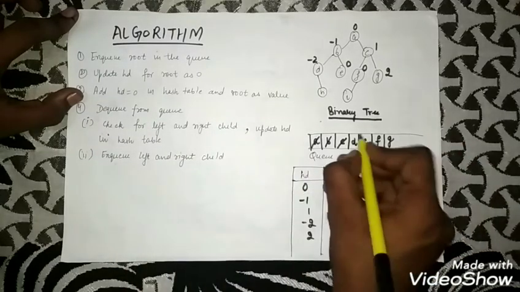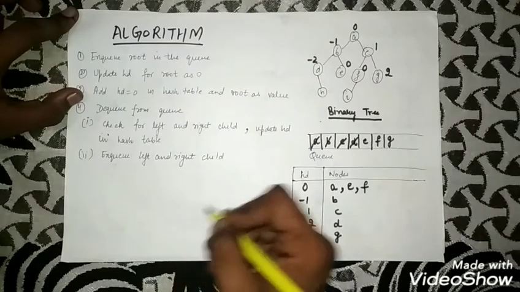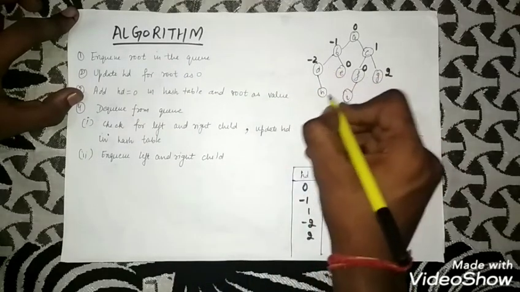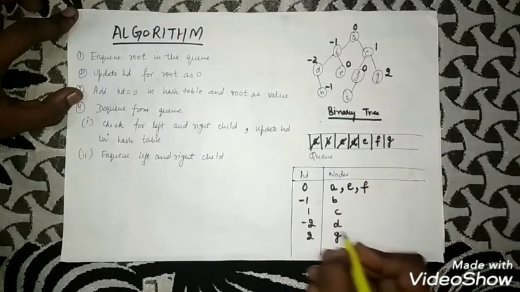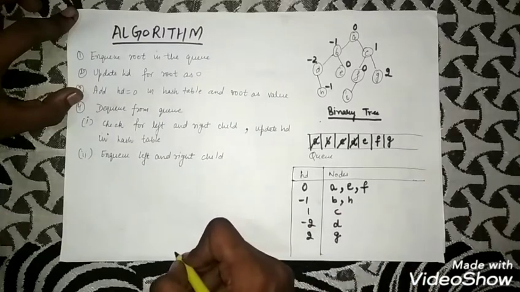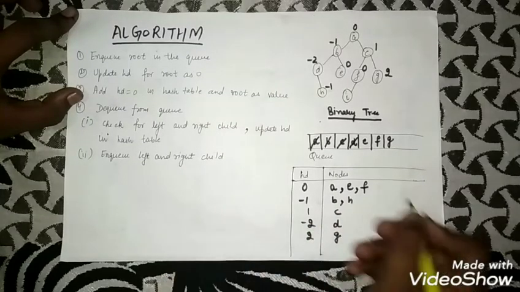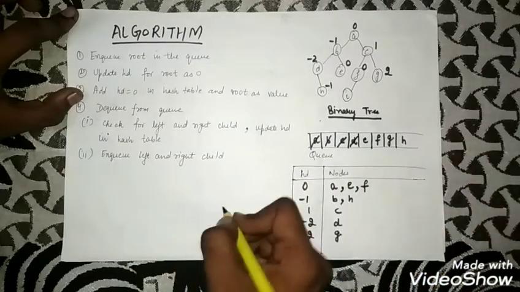Now the loop will run again. We'll remove D from the queue and I will then check for the left and the right child of D. Left child is not there, right child is there. So minus 2 plus 1 is minus 1. We will update that into the hash table. So in minus 1 we have H here. So we'll now put the left and the right child into the queue. Left child is not there but right child is there. I'm putting that into the queue. The loop will run again now.